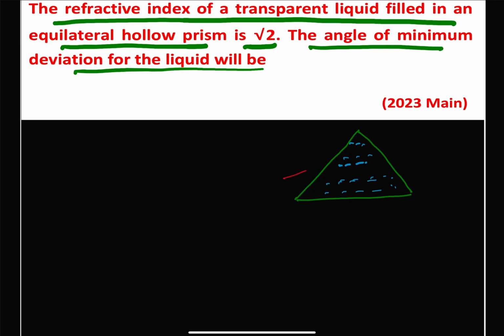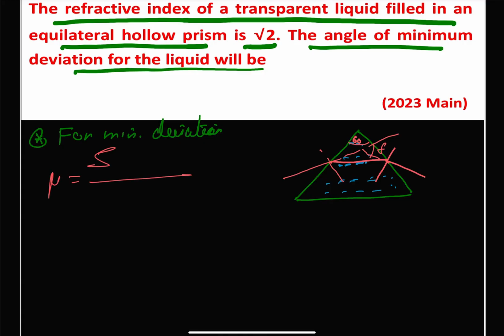So we have this as the incident ray, this will be refracted, and this will be our emergent ray. This is equilateral, so we are going to have this 60 degree, and the angle of deviation will be this one, that is our delta. And for minimum deviation, we know the formula that our mu will be equal to, let us call this A, B and C, sine of (A plus delta m) divided by 2, and this is sine of A by 2.